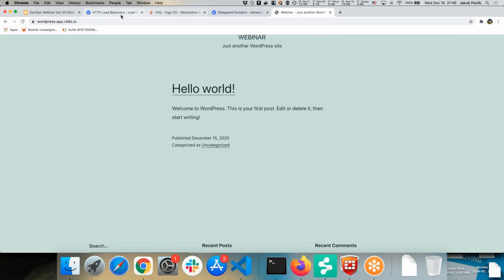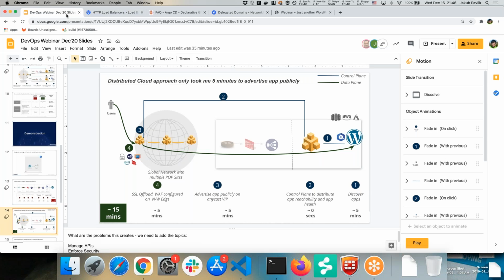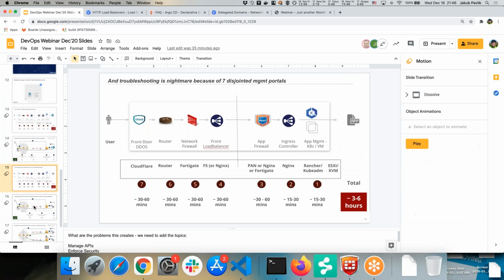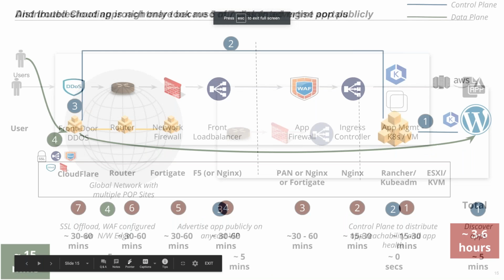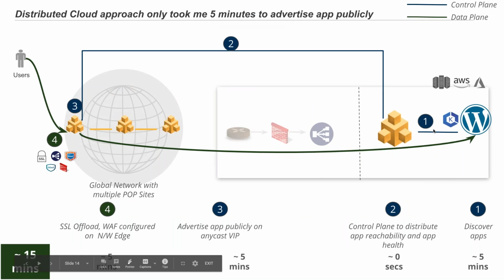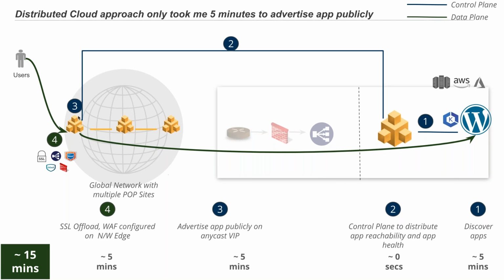So to recap, what I did in these 10 minutes is I basically discovered WordPress, and then I advertised WordPress on TLS. So I'm doing SSL offloading, WAF configured, and I'm doing it all over the global backbone.